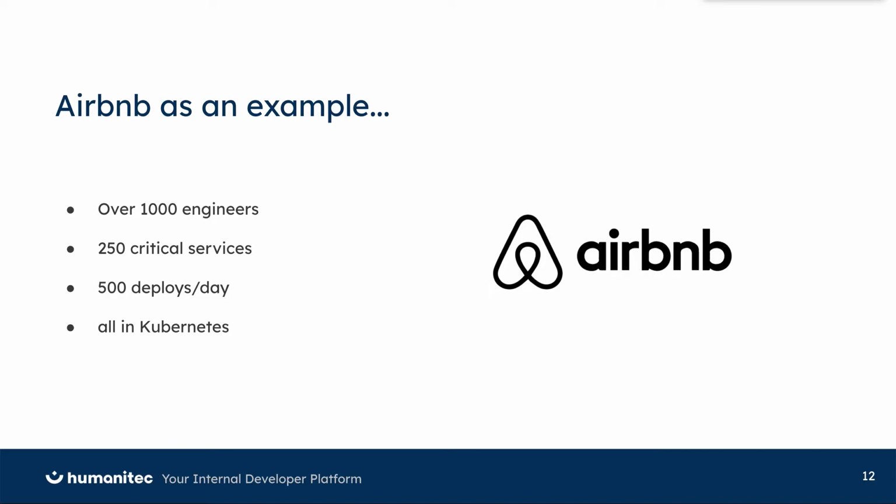Now, we can look at these numbers and we can already deduce some things about that. If you look at 1,000 engineers, 250 critical services, and 500 deployments a day, we can already see that not every engineer is going to be deploying every single day. In fact, in practice, you're probably going to have a handful of engineers who are actually doing the deployments for all of these services. So at least probably 1 in 2, maybe 1 in 4 engineers are actually dealing with Kubernetes on a day-to-day basis anyway.